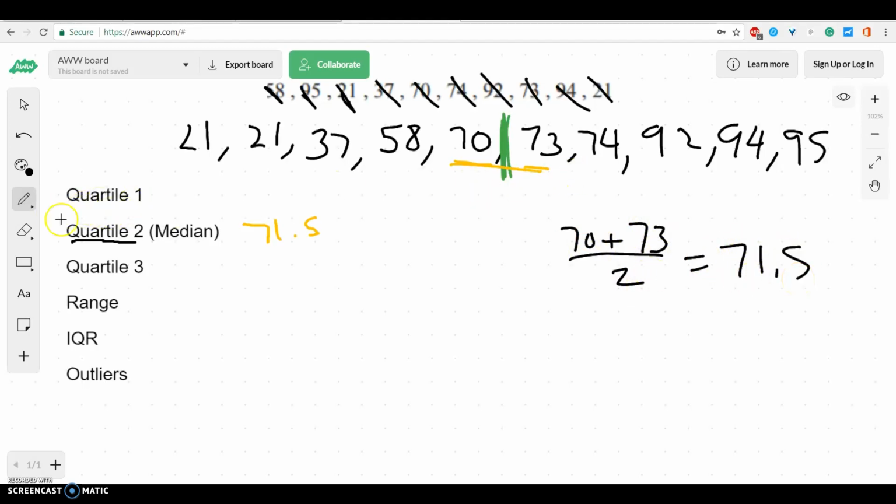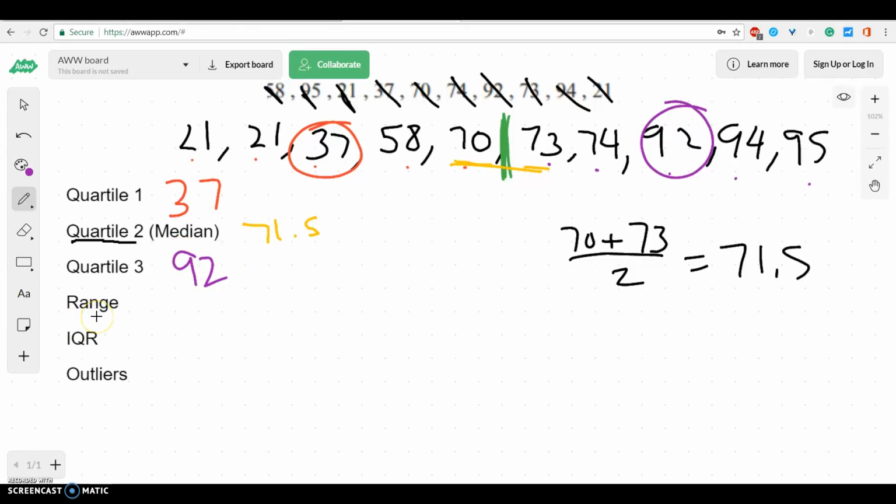Now we're going to find the first quartile. The first quartile is the median of the first half of this number set, which is really easy to find because there are 1, 2, 3, 4, 5 numbers, so the halfway point right here is 37. Then we would do the same thing for quartile 3, which would be the halfway point of these 5 numbers, 1, 2, 3, 4, 5. So the halfway point is 92.